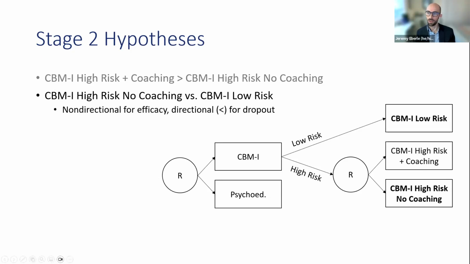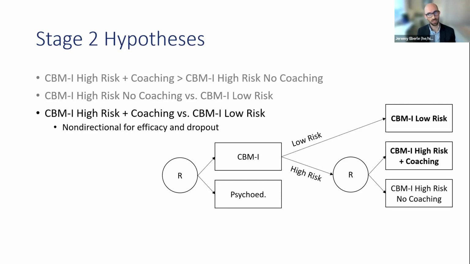We also compared the CBMI low-risk group to the CBMI high-risk group that did not receive coaching. This was an exploratory non-directional analysis in terms of efficacy, but for dropout, we expected that if you were classified as low risk for dropout, you should actually drop out less than if you were classified as a high risk CBMI participant and didn't receive any coaching. Both of these groups didn't receive coaching. So this is a test of low risk versus high risk. Of course, there's not randomization here, so we can't make a causal claim about this.